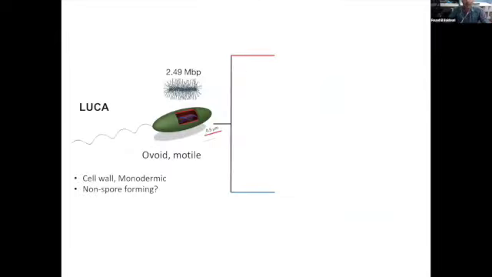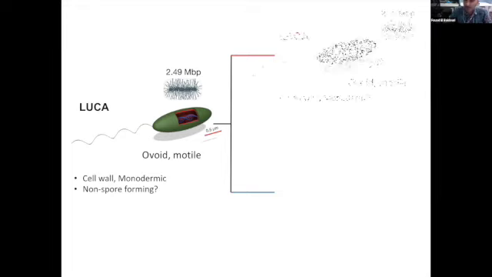So our reconstruction suggests that LUCA was probably an ovoid and motile cell. It has a cell wall, and it has a monodermic cell plan, that is to say, it has a single membrane. But it was not clear whether it was spore forming or not, though spore formation is considered an ancestral state. It was small in size, and it has a genome of about 2.5 megabase pairs.